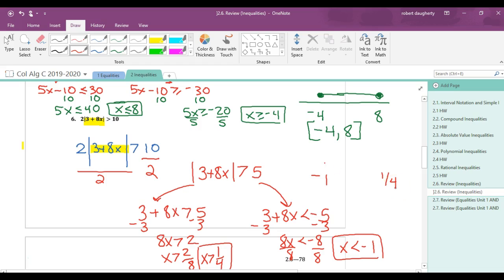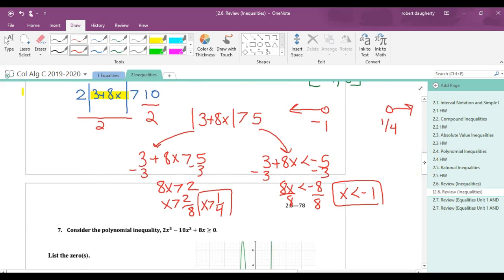What does it mean to be less than -1? That's this. What does it mean to be greater than 1/4? That's this. I see two intervals there. So the answer to this problem is -infinity to -1 joined with 1/4 to infinity. And there are parentheses around all of those.